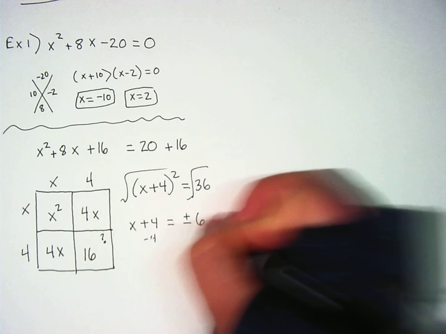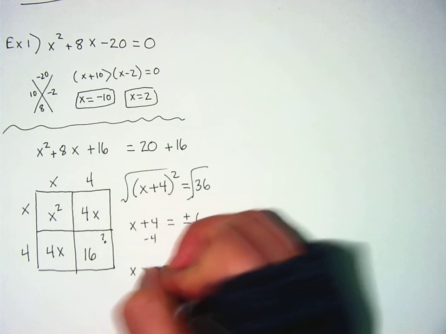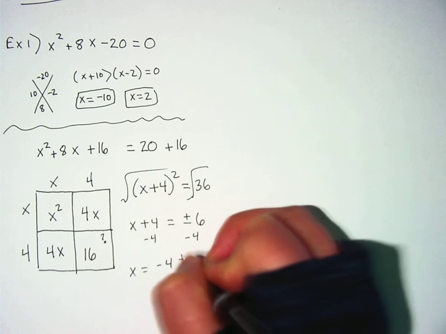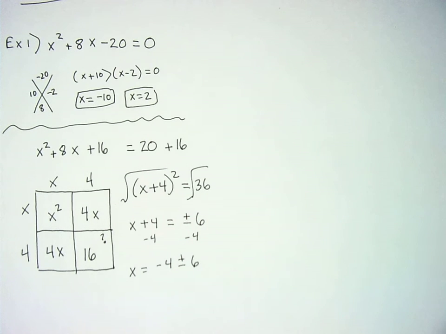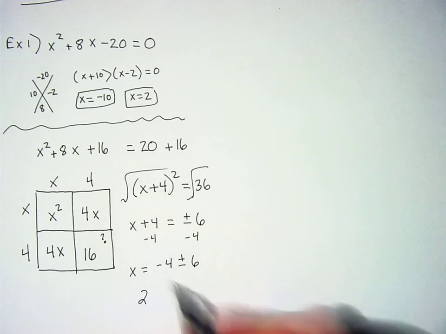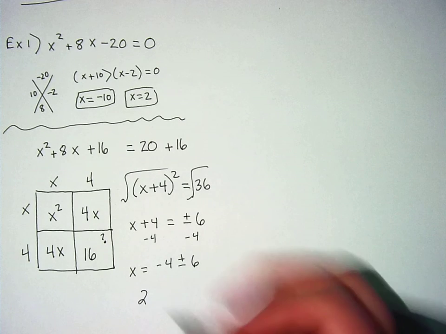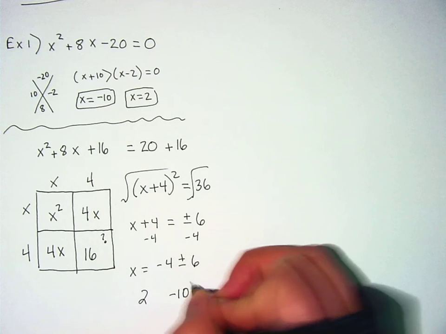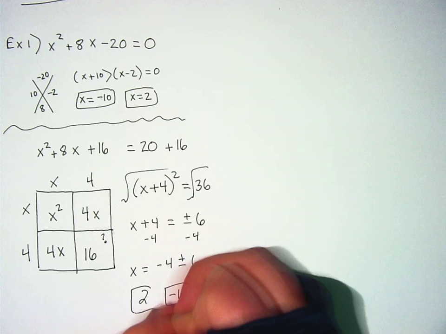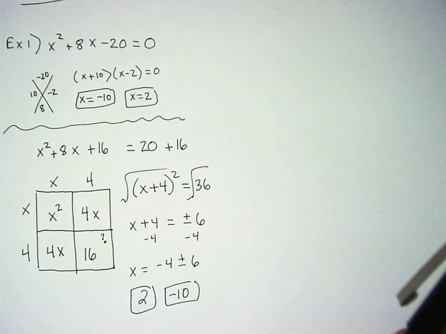And then I'm going to subtract 4 on both sides. So now I have negative 4 plus or minus 6. What's negative 4 plus 6? Negative 4 plus 6. 2. And then negative 4 minus 6? Negative 10. So my two answers are negative 10 and 2, which is what we figured out at the beginning.